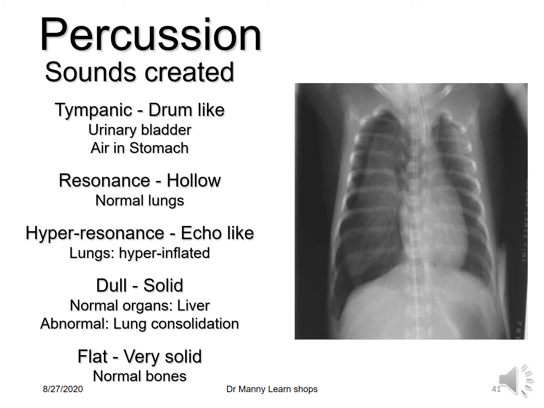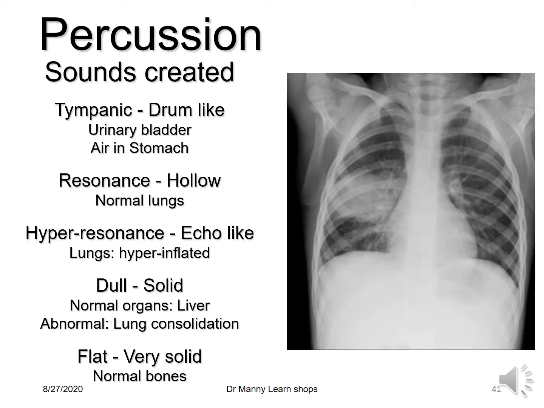You also have solid sounds, which are dull. And typically, these occur over the liver, because the liver is a solid organ. The kidneys are a solid organ. However, this can occur in abnormal situations. Look at the chest x-ray. In the right middle lobe, as a result of a mass or a collection of fluid, or lung collapse, which can occur with consolidation.